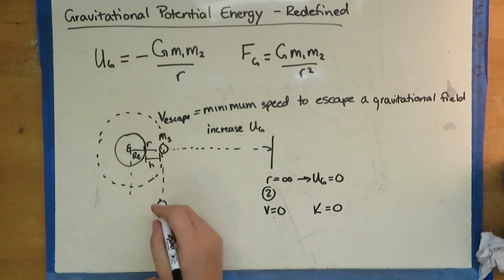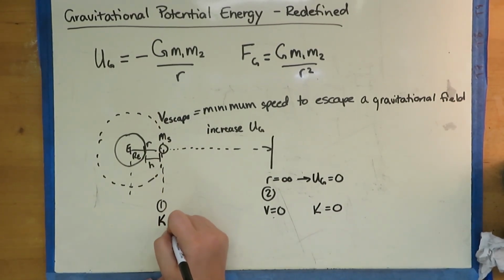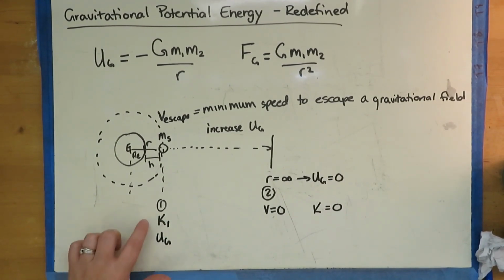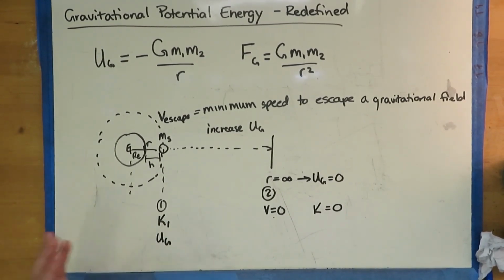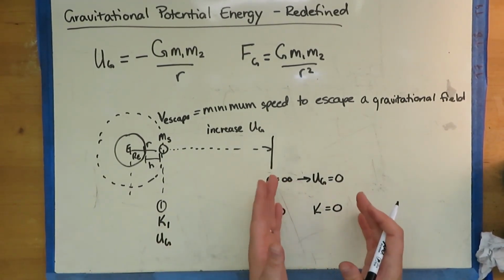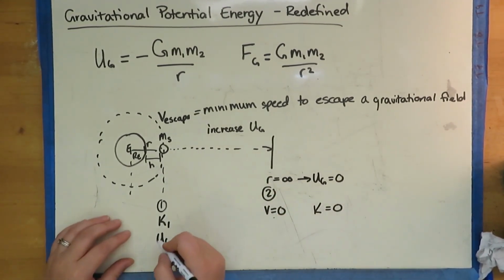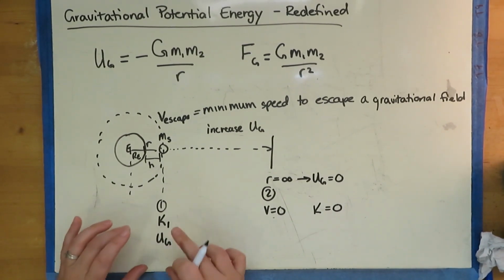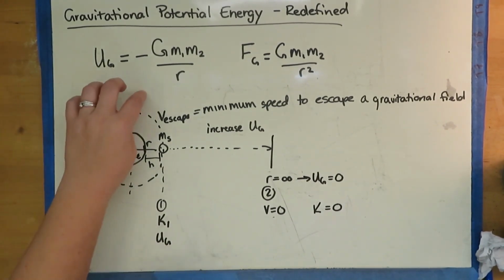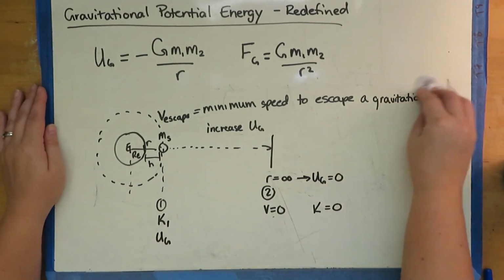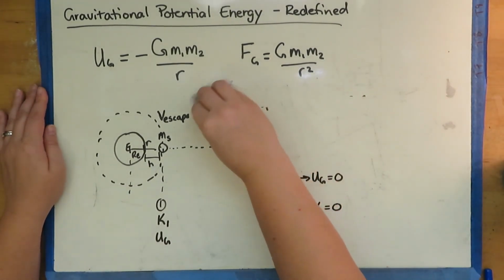So I'm going to have some initial kinetic energy here at position 1. I'm going to have some initial gravitational potential energy. So I'm going to have both gravitational potential and kinetic energy. But I want to have no, or 0, value of energy at the end, which means my initial total energy here is actually 0, which is where this negative comes into play. So let's take a look at what that calculation would look like.